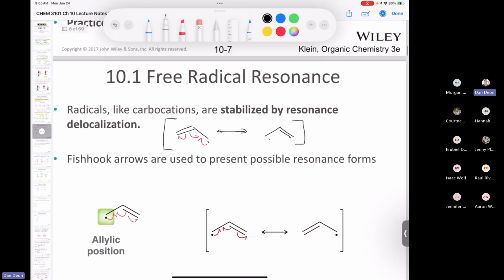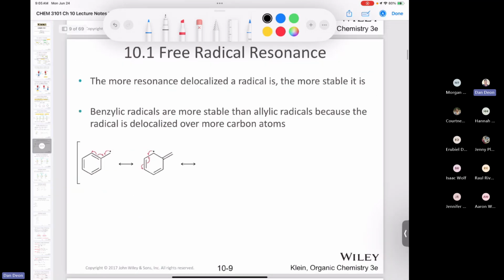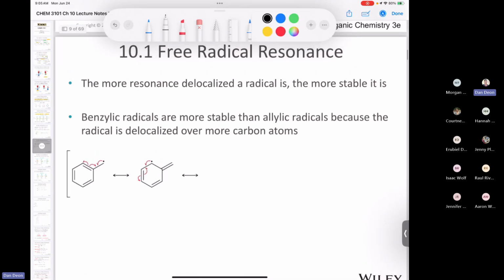So let's get some practice in drawing some resonance forms of a radical. So you can see this is a benzylic radical here. Since it's laden with these fish hooks, I'll just redraw it here. So the benzylic radical looks like this. You have your aromatic ring, benzylic position, and there's an unpaired electron there. Well, it says the benzylic radical is even more stable than allylic. Well, why would that be? Because it's got even more resonance forms.